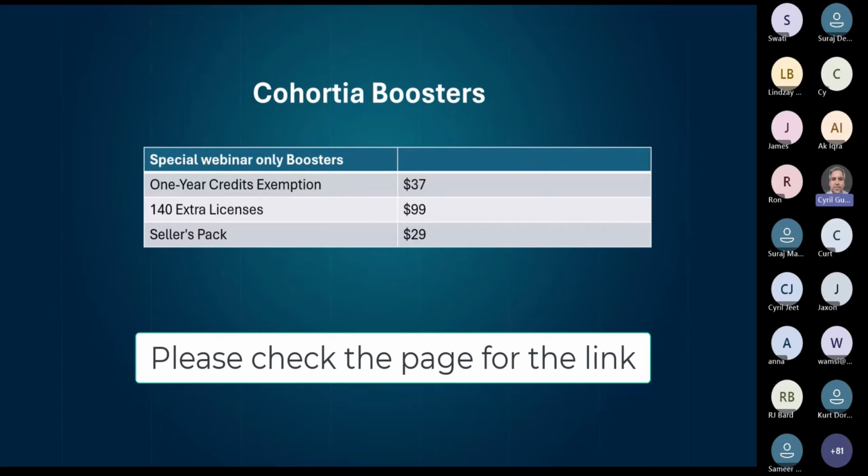Then we have John Davis. How many credits come with the original bundle without the $37 credit exemption? John, we've got 50,000 credits, and I got to tell you, 50,000 credits are a lot. You will not be spending them in a hurry, right? So imagine having 50,000 posts, 50,000 comments, 50,000 replies, 50,000 moderations.